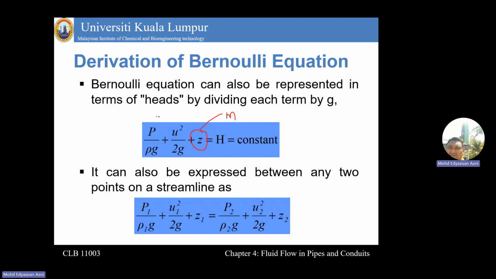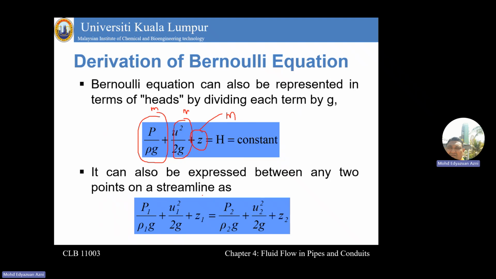But for the other two, the pressure part and the kinetic part, if we work out the unit, it also has the same unit. Pressure divided by rho g gives a unit in meters. Velocity squared divided by gravity also gives meters. So every part of this formula has the unit of meters. That's why we can represent the Bernoulli equation in terms of head. It can also be expressed between any two points on a streamline.